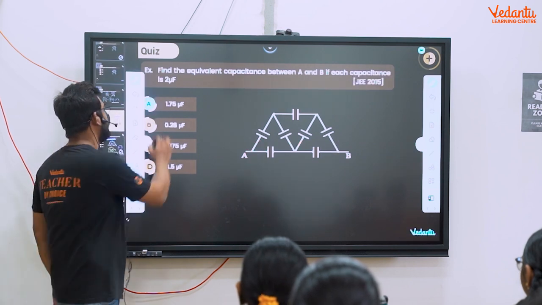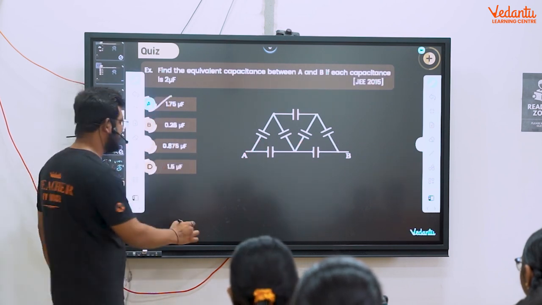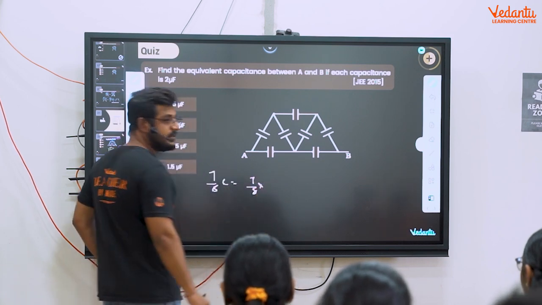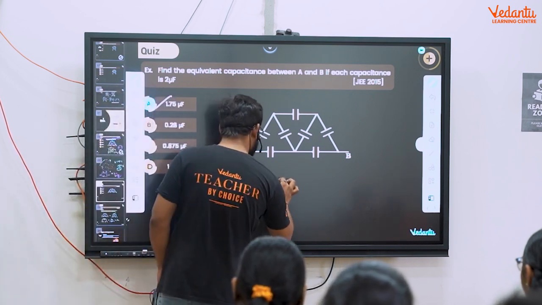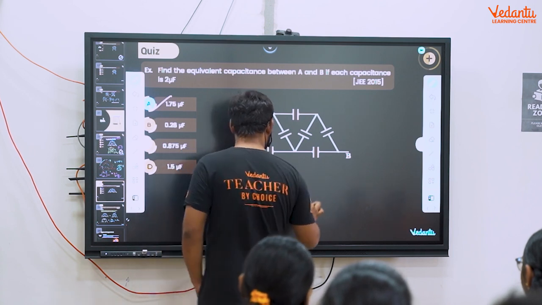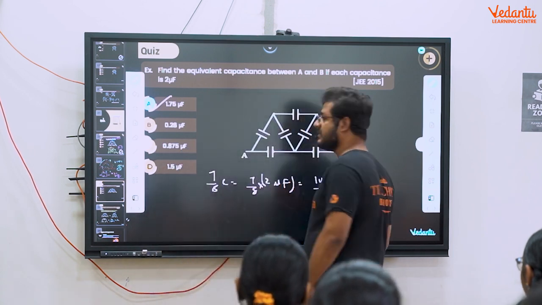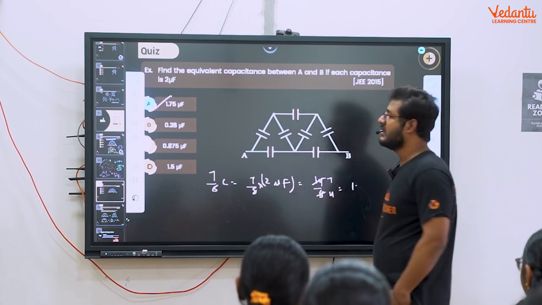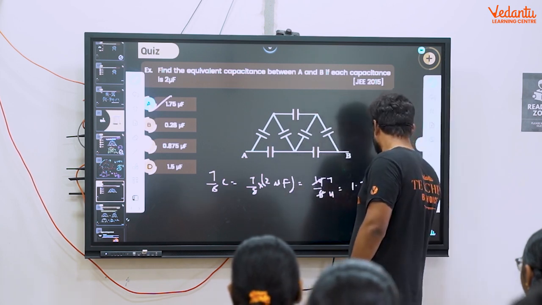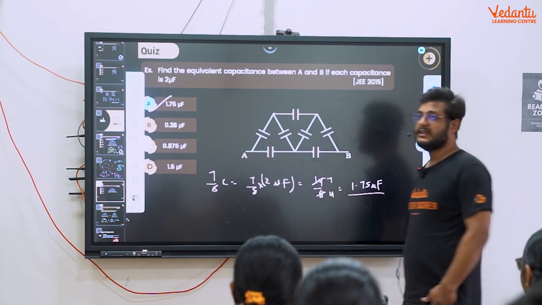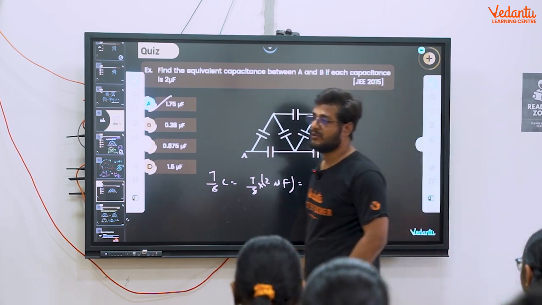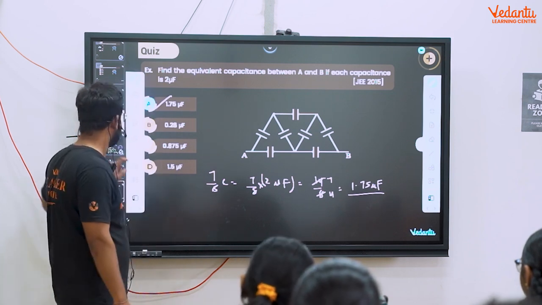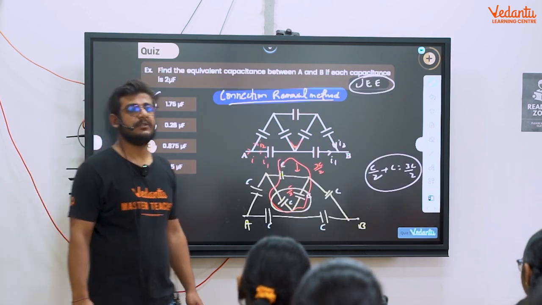Our answer is 1.75. As we have seen, this is 7 by 8 C, and we know that C is equal to 2 microfarad. So it will become 14 by 8. Let's solve it further. 7 by 4. How much is it? 1.75 microfarad. This is the connection removal method. Understood? Is this clear? Now, any doubt? Any doubt from here? Ask me now.